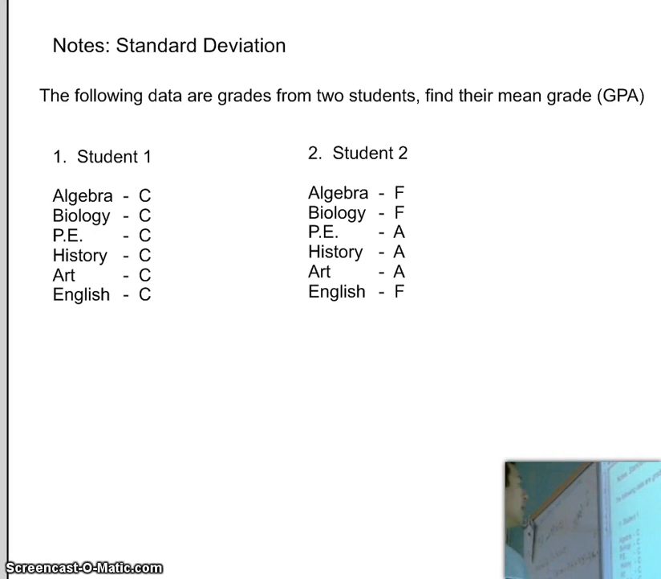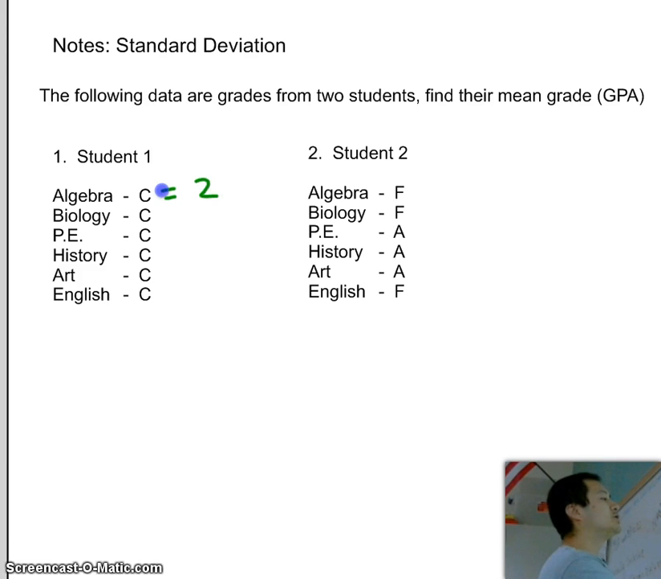Let's take a look. The first student, Algebra 1, he has a C. Then Biology C, PE C, History C, Art C, and English C. Remember, GPA: A is 4 points, B is 3 points, C is 2 points, D is 1 point, and F is 0 points. Therefore, C is 2 points, 2 points, 2 points, 2 points, 2 points, and 2 points.